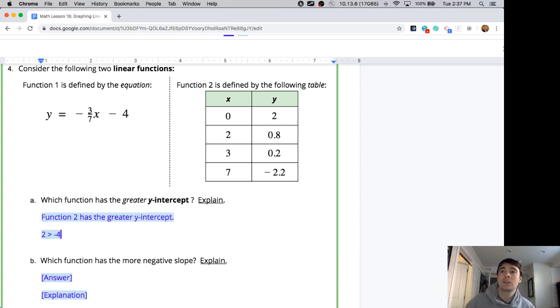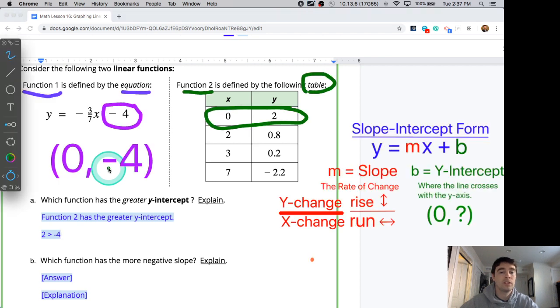So if you're looking to explain or support your answer, here it can literally be as simple as saying 2 is greater than negative 4. And what I'm saying is, hey, the y-intercept for function 2, which was positive 2, is bigger than the negative 4 there. So keeping in mind a positive number always has a greater value than a negative number.